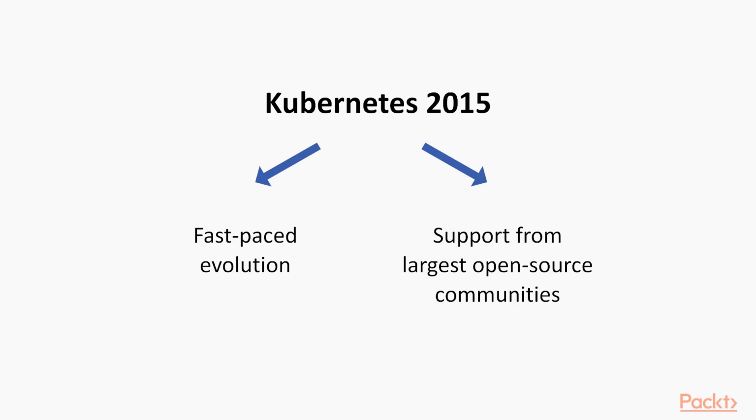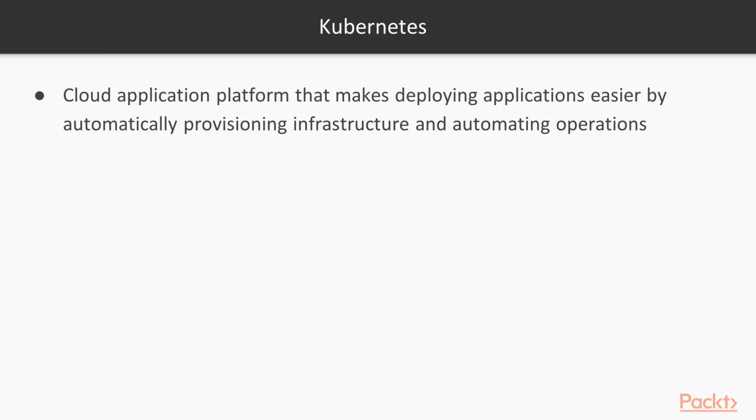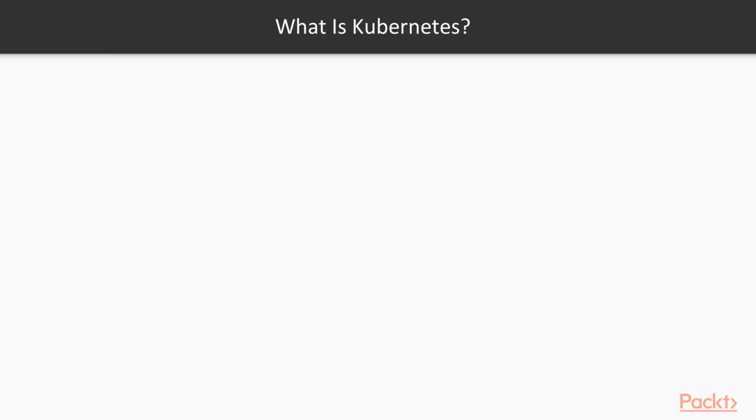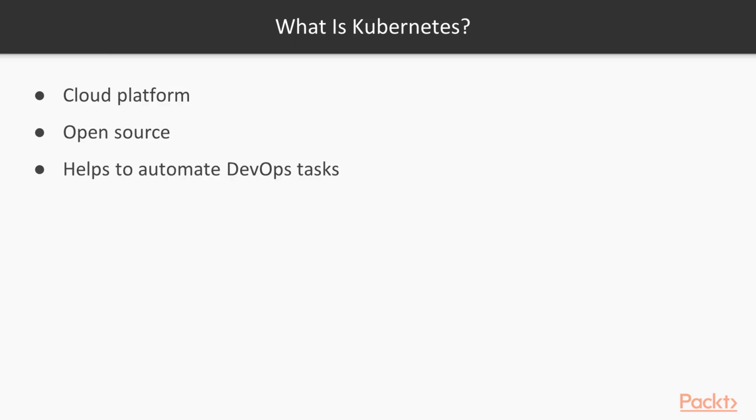The layman's definition of Kubernetes would be that Kubernetes is a cloud application platform that makes deploying applications easier. Kubernetes can be abbreviated into K8S, and that's because there are 8 letters between the K and the last S in Kubernetes. K8S is nothing but a cloud platform and open source container orchestration system. It helps to automate DevOps tasks such as deployments, scaling, and management of containerized applications.